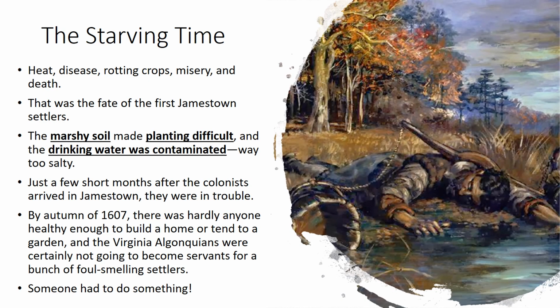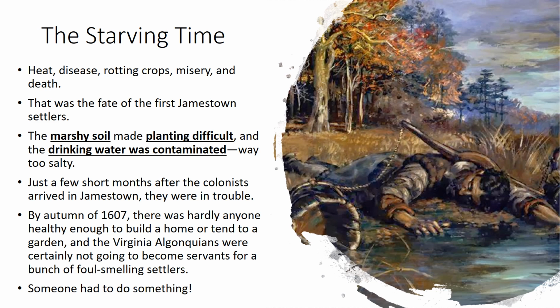The starving time. Heat, disease, rotting crops, misery, and death. That was the fate of the first Jamestown settlers. The marshy soil made planting difficult, and the drinking water was contaminated, way too salty.